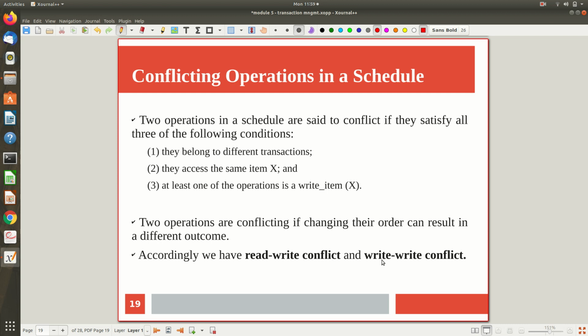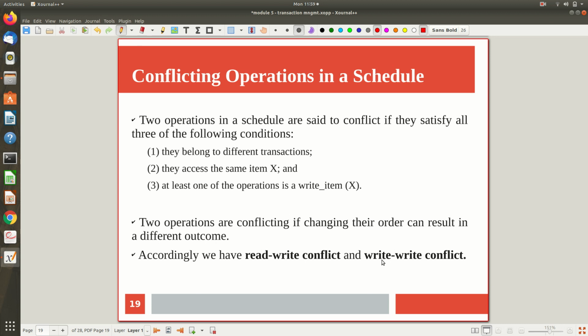Now let's focus on something called conflicting operations in a schedule. Conflicting in the sense that if the order changes, some unexpected result will occur. Problems like lost update, incorrect summary, and temporary update are basically because of these conflicting operations not being executed in the right order. So that is crucial for us.